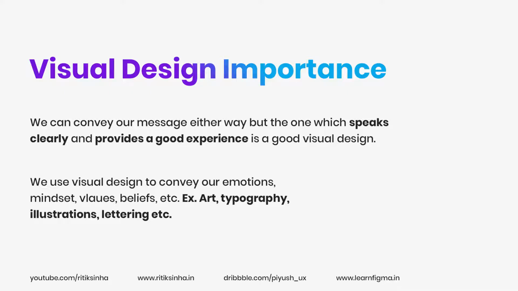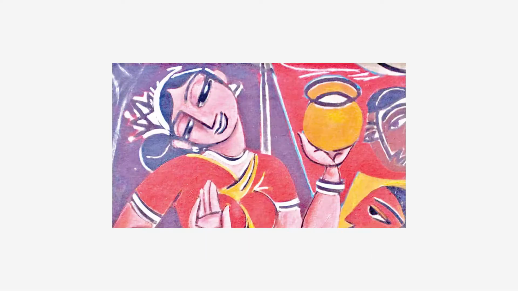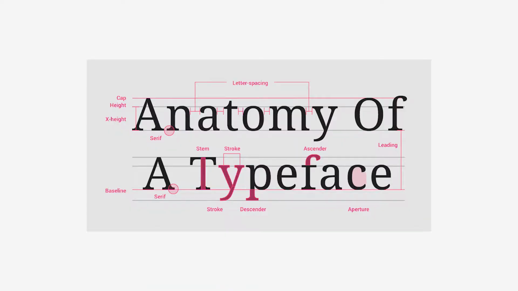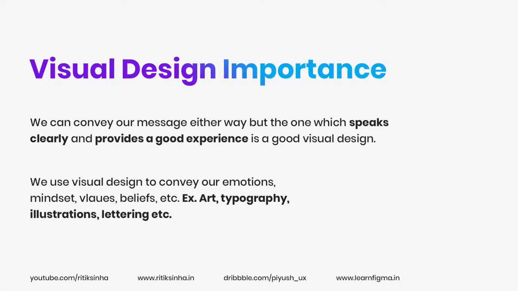So, now why do we use visual design? What's the use of visual design? Like I said, we can convey our message either way, but the one which is clear and speaks the most and is hassle free is a good design. We use visual design to convey our emotions, mindset when we talk on a personal level, like lettering, art, illustrations, typography, etc. And when we talk from a business mindset, we talk about their values and their beliefs which they put out for their customers. So now you know the importance of visual design.